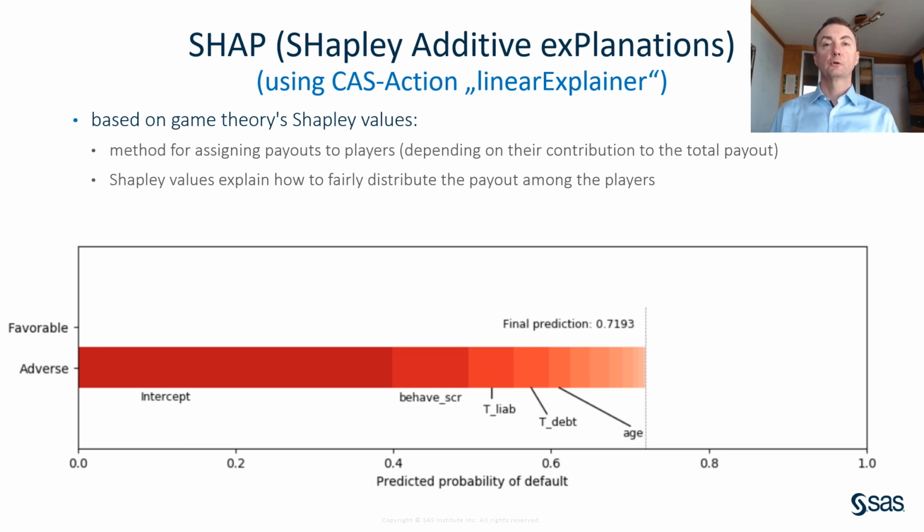This is now transferred to machine learning, where each variable takes over the role as the player, and the contribution of each variable on the predicted value is considered as the payout and is displayed in graphs like we see it here, where we can find out that some variables have a higher contribution and other variables have a lower contribution.